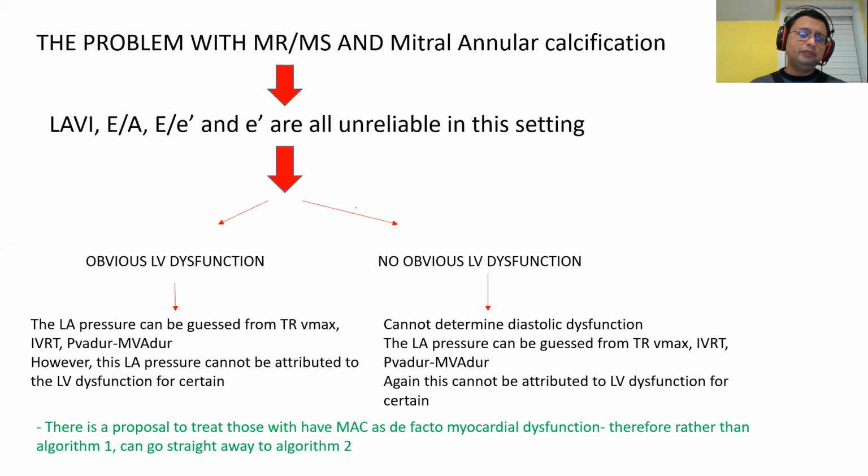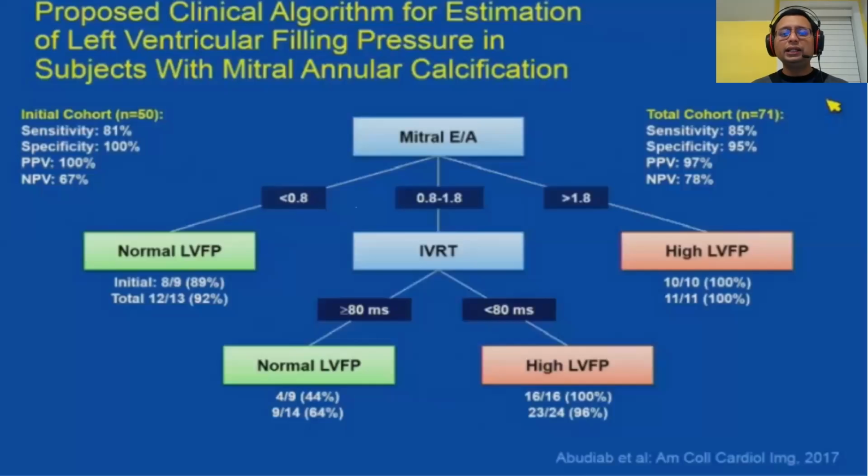You know, in a patient with severe MAC, if you do your calcium score, the calcium score will be more than 100, okay? So they wanted to treat MAC as de facto myocardial dysfunction. So MAC, just like your EF poor. Therefore, those with MAC might go straight to algorithm 2, but this is still controversial, okay? So there is no guideline yet about this. I will give you an example.